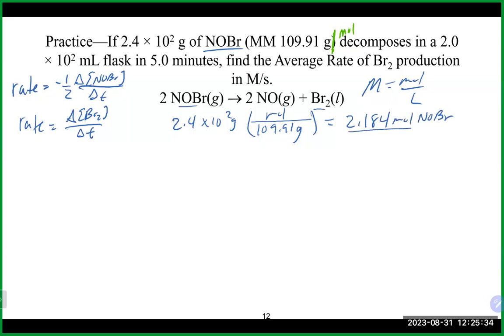We also want to divide it by the volume. So that looks like we have 200 milliliters. We do need to convert it to liters, right? So 0.2 liters there. That's going to give us a concentration of NOBr that is like 10.92, we'll call it here. Any questions on that calculation so far?